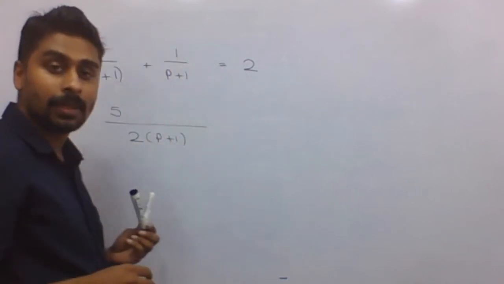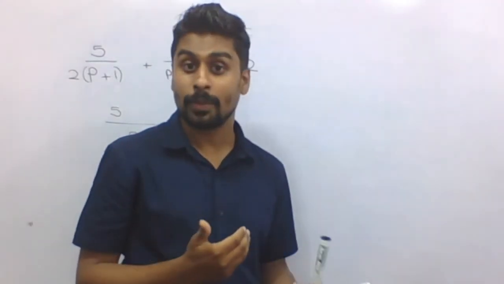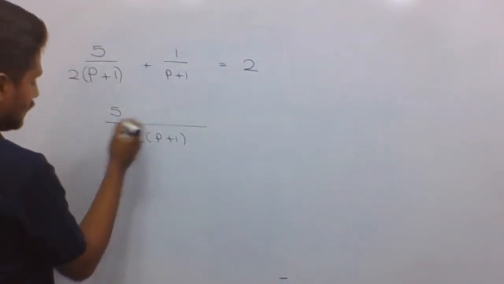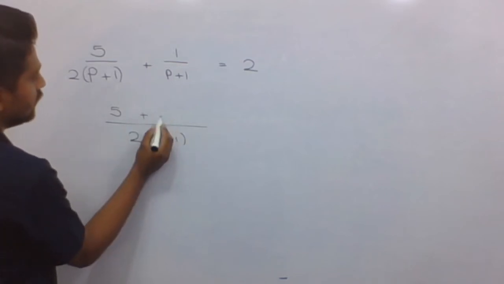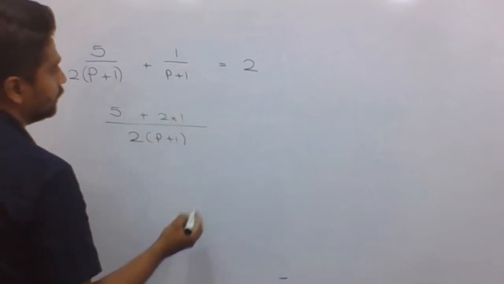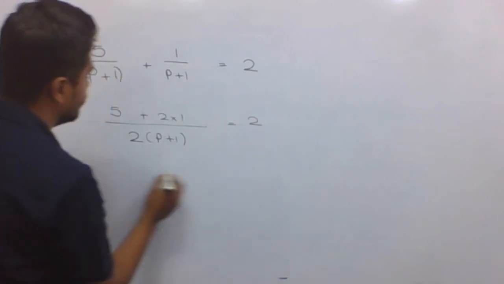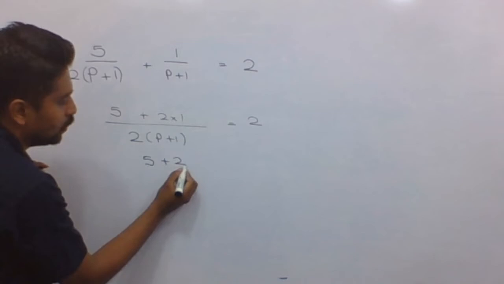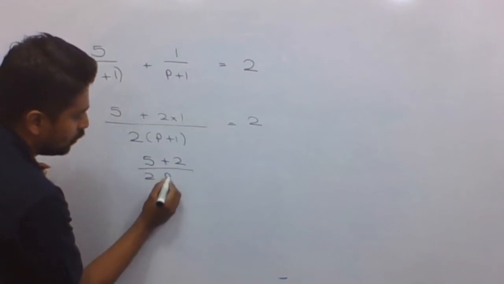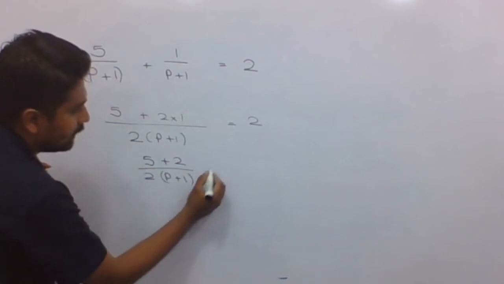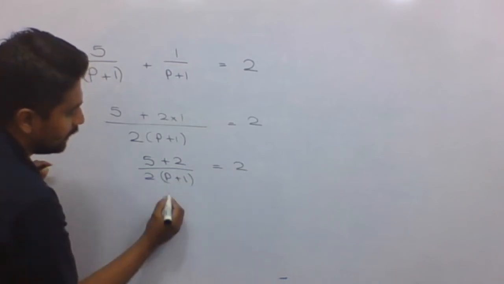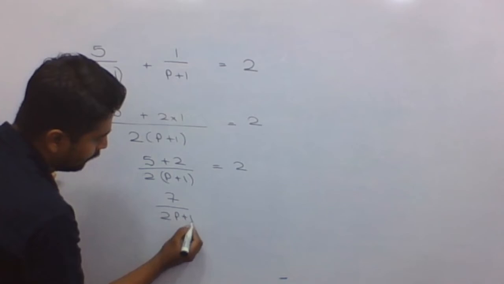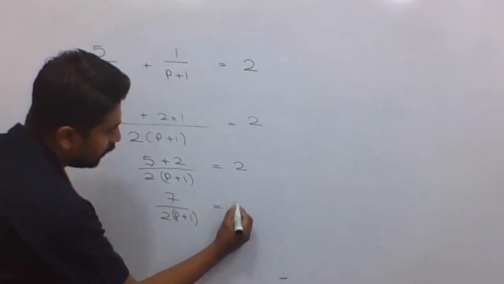Here also multiply by 2, right? To make the common denominator, we multiply top and bottom. So this is what? Then plus here 2 multiplied by 1, this is equal to 2. So what happened? 5 plus 2 over 2p plus 1 equals 2. Then 7 over 2p plus 1 equals 2.